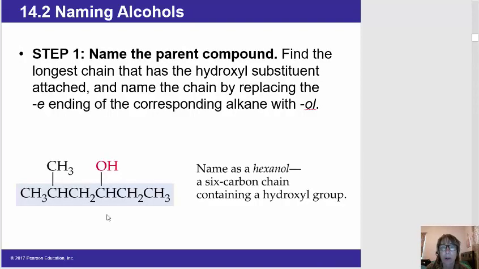So here's an example of an alcohol, and no matter how we number our carbon chain that contains the hydroxyl, there are going to be 6 carbons. So I can start from this carbon up here, or I can look at the shaded part of this structure. There are 6 carbons, so that's going to be a hexanol.